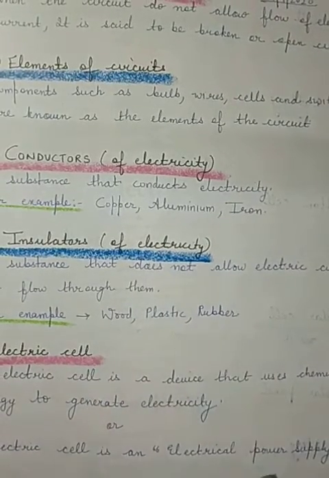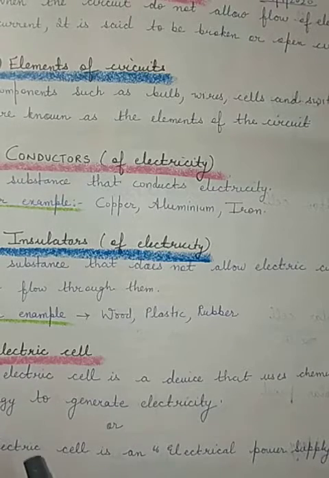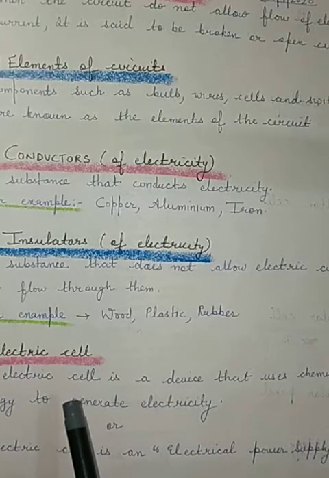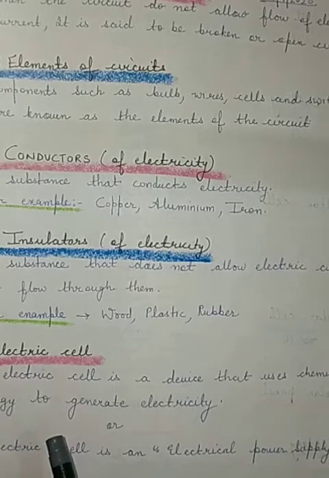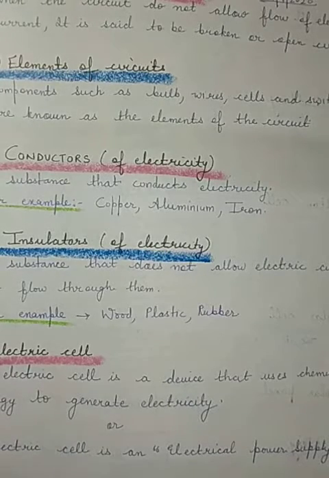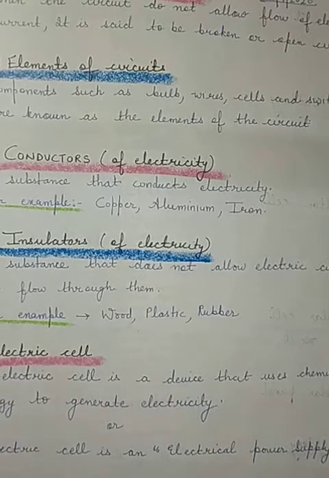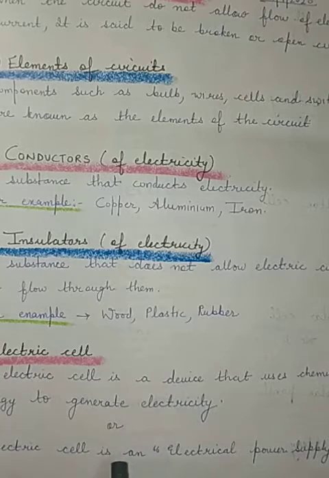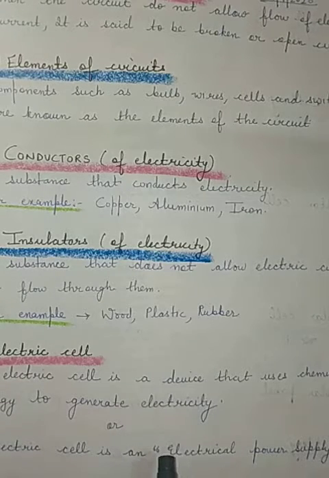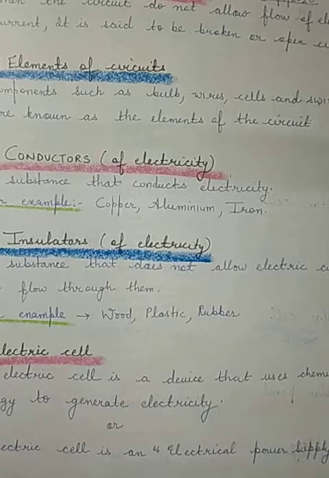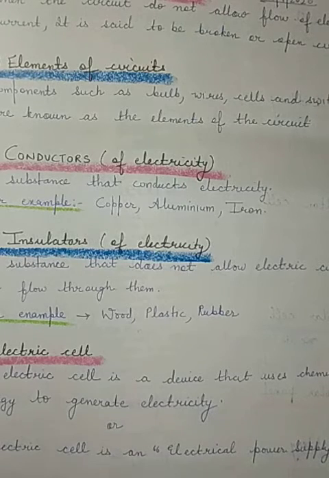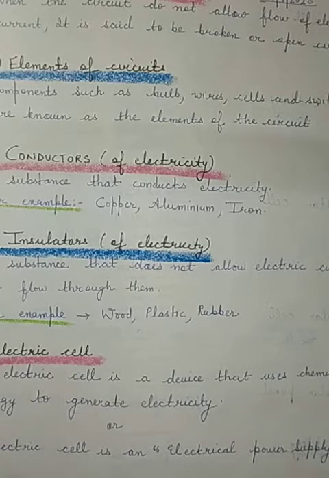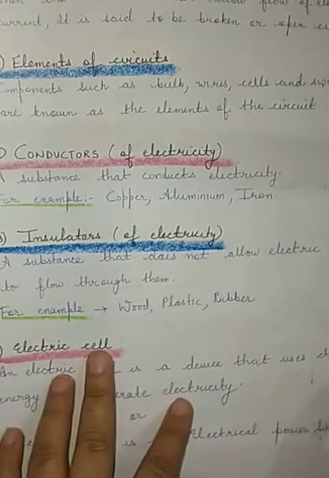And the last topic of this chapter is electric cell, and in this we have different types of electric cell. What is an electric cell? An electric cell is a device which uses chemical energy to generate electricity. So it is that device in which chemical energy is converted into electrical energy, and there are various kinds of electric cells that we will discuss now.